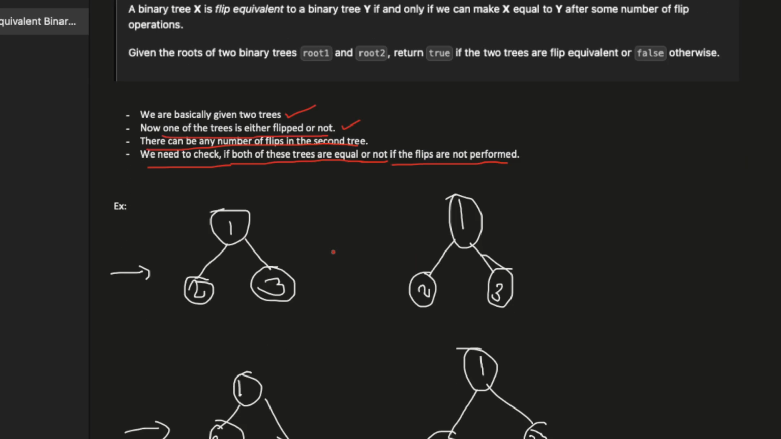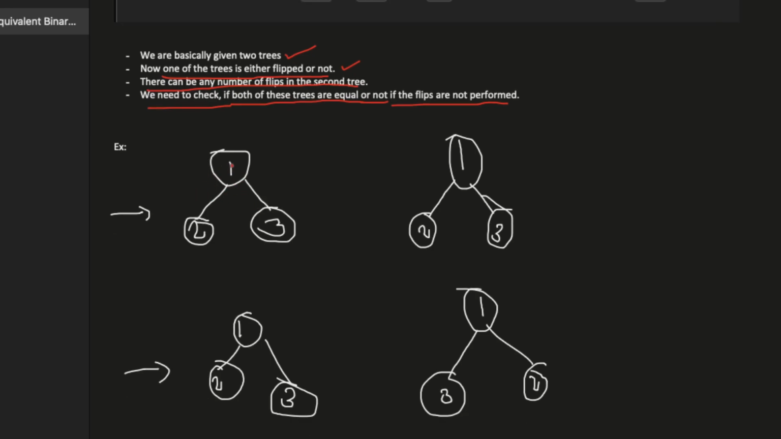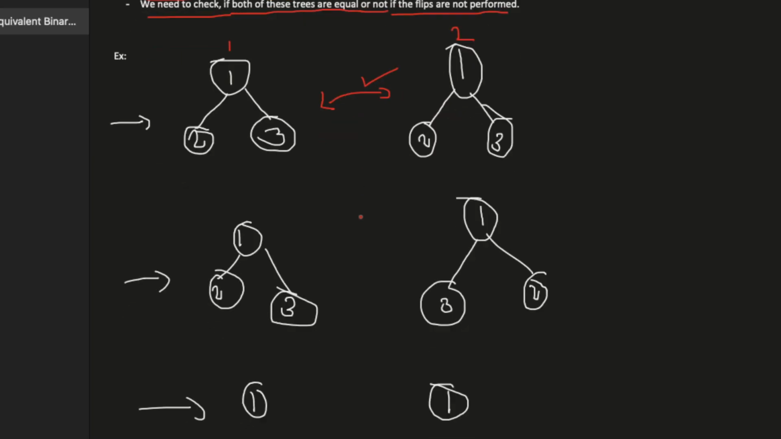So let's look at this example in order to get a clear idea. In this initial example, we have this tree 1 and we have this tree 2. In this, we need to check whether both the trees are equal or not. Here if you see, 1 is equal to 1 and 2 is equal to 2 and 3 is equal to 3. So these two trees are equal.